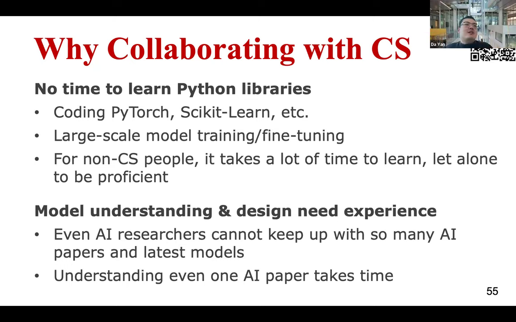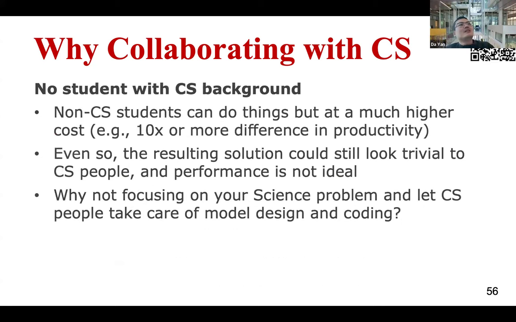Even understanding one AI paper takes time because there are a lot of prerequisites. AI papers are among the most densely written papers. They assume you know a lot of things, so they often don't explain the background. And for students without this background, the productivity can easily be just one-tenth of a computer science student. And the resulting solution could still look trivial to computer science people. If you submit to your domain journal, maybe it's fine, but if you submit to a big computer science conference, low novelty, like a study from 5 years ago, right, reject.